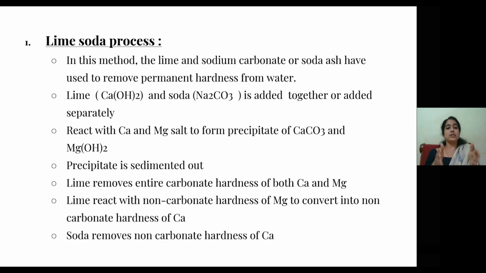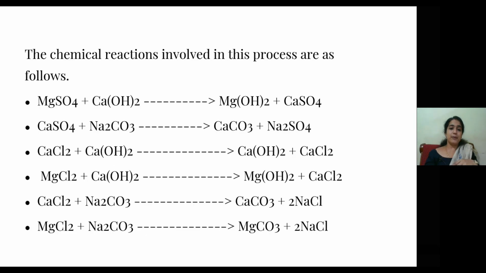And the soda removes the non-carbonate hardness of calcium. This can be explained by the chemical equations, that is, chemical reactions. In the first equation, we can see that magnesium sulfate, MgSO4, will react with the lime, that is calcium hydroxide, to give Mg(OH)2 plus calcium sulfate, CaSO4. This CaSO4 reacts with the soda ash, Na2CO3, to produce calcium carbonate and Na2SO4.